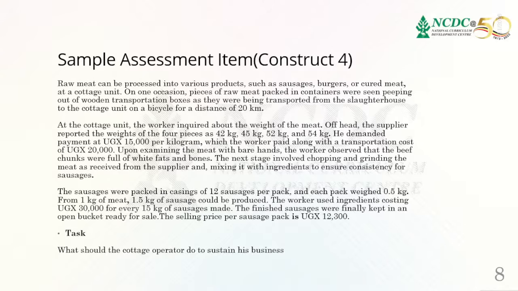The next stage involved chopping and grinding of the meat as received from the supplier and mixing it with ingredients to ensure consistency for sausages. The sausages were packed in casing of 12 sausages per pack, and each pack weighed 0.5 kilograms. From 1 kilogram of meat, 1.5 kgs of sausages could be produced.